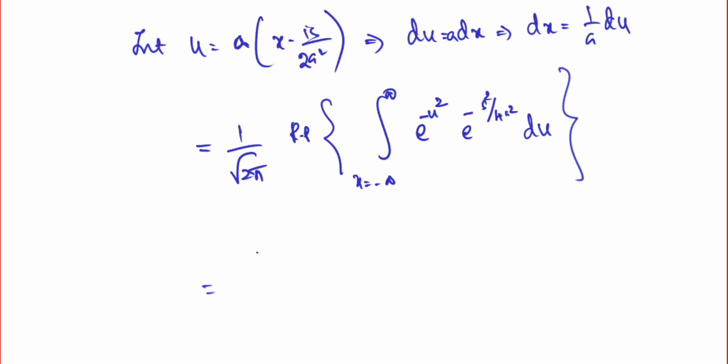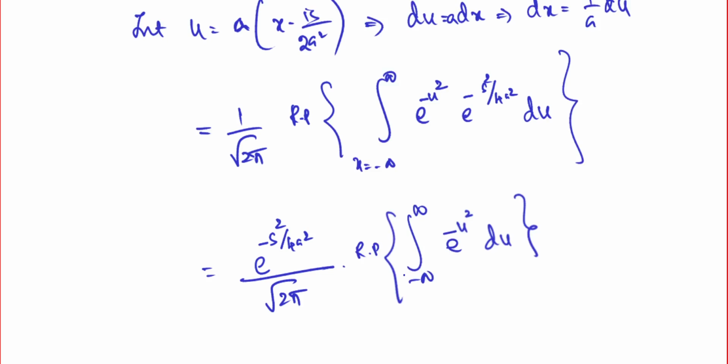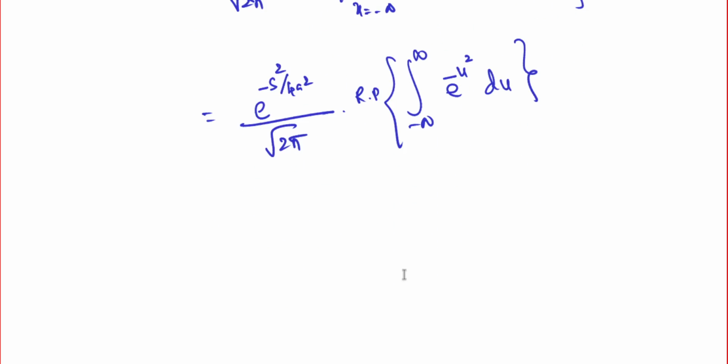pull it out. In fact, I can pull it out from the real part as well because it's a real number. So e to the power minus s square by 4a square divided by square root of 2 pi into the real part of this integral from minus infinity to plus infinity of e to the power minus u square into du. Have you noticed this integral somewhere? What is this integral?